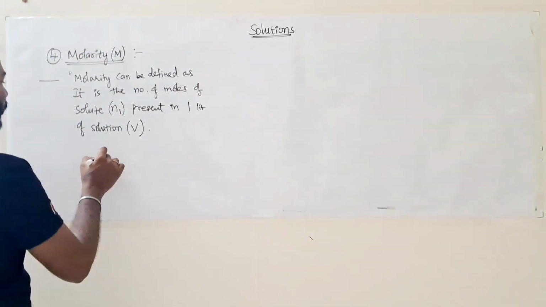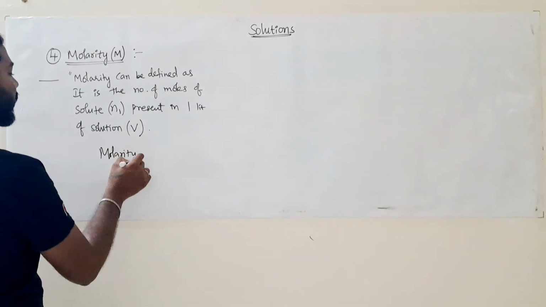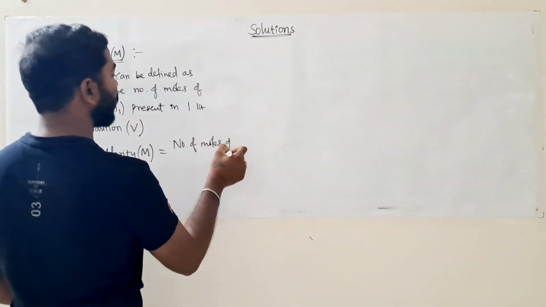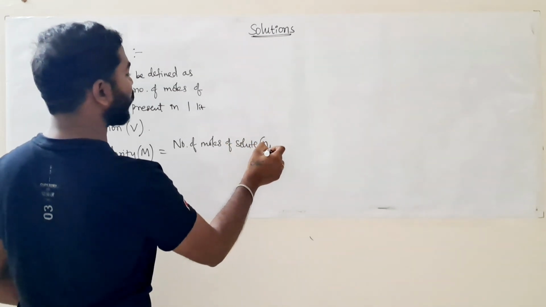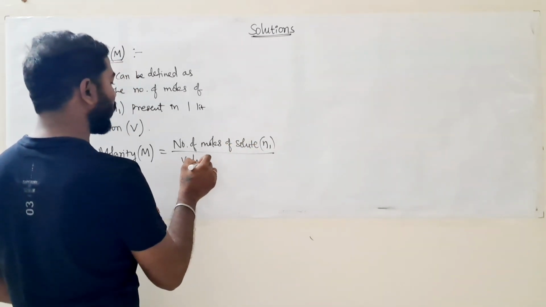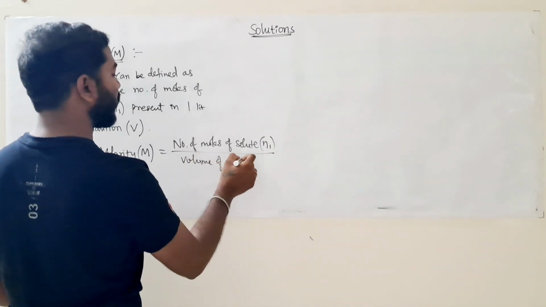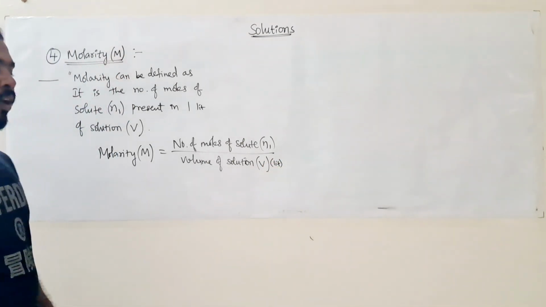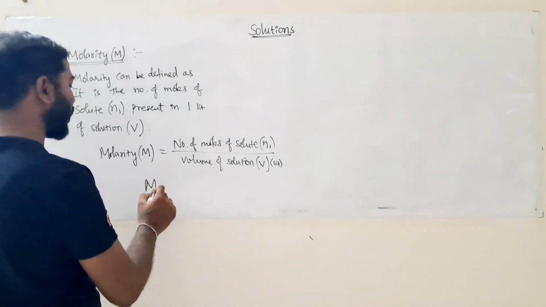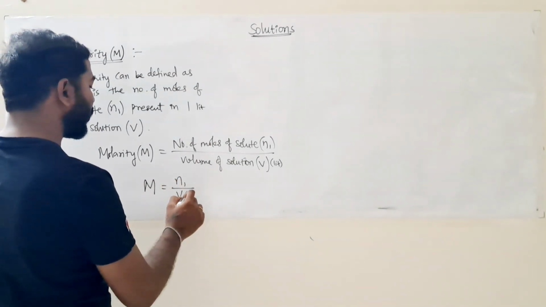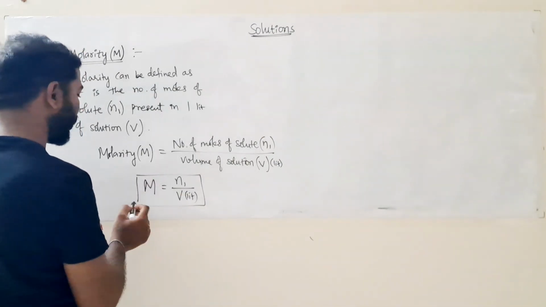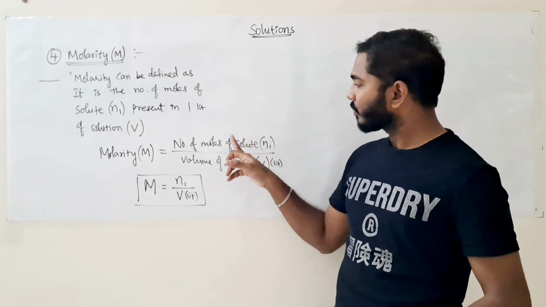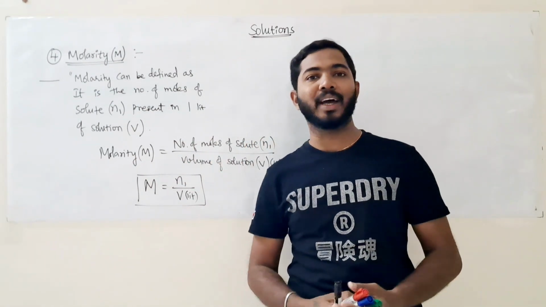So what does it mean? We can write down that molarity M is nothing but number of moles of solute, that is N1, by volume of solution V. Actually we need to take this in liters. So this is what exactly molarity means. In short we also can write this as M is equal to N by V in liters. I am repeating again, number of moles of solute present in 1 liter of solution is called molarity.